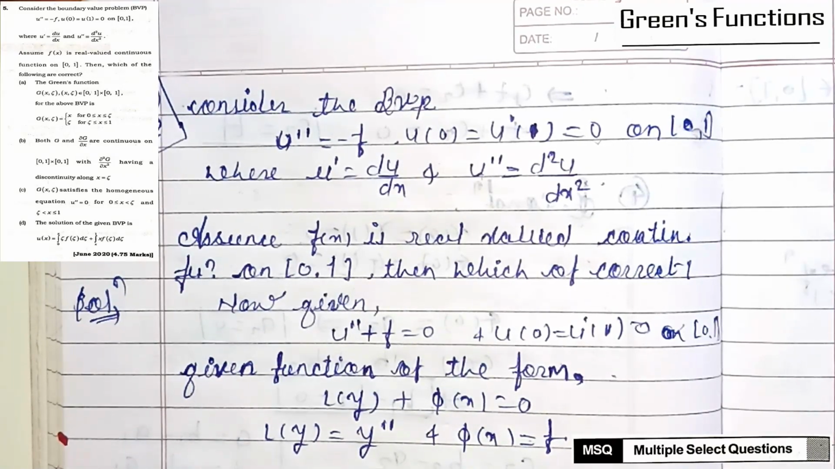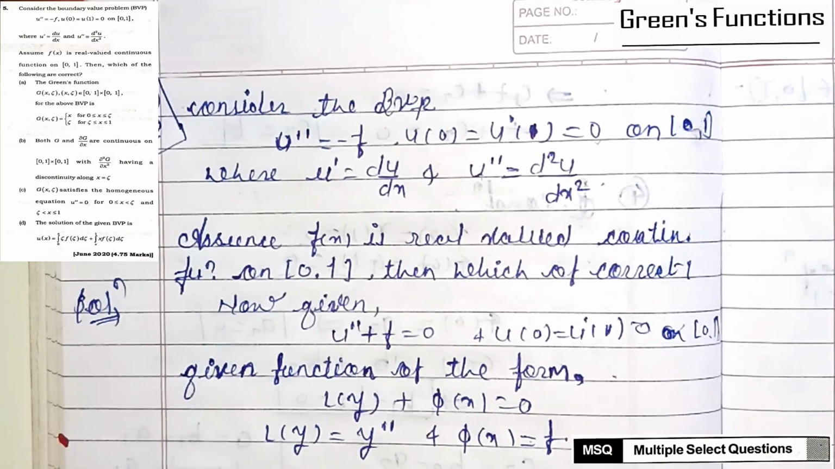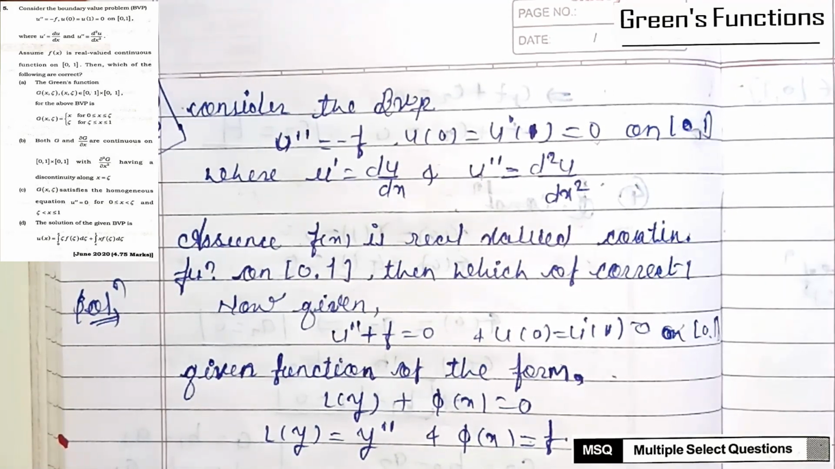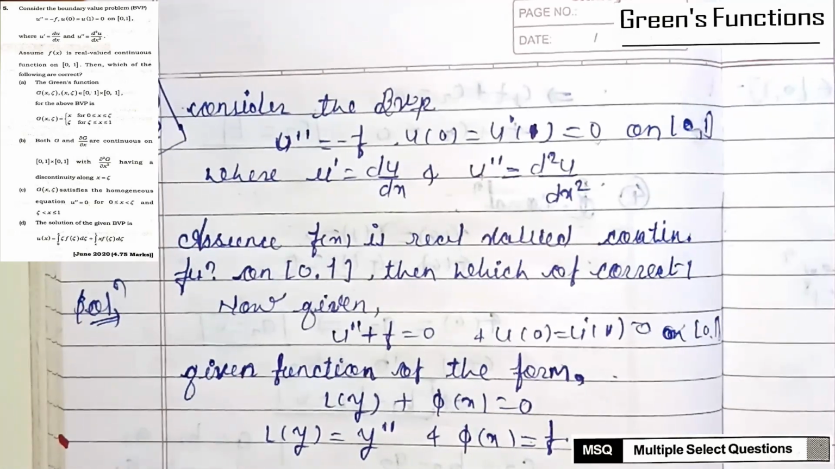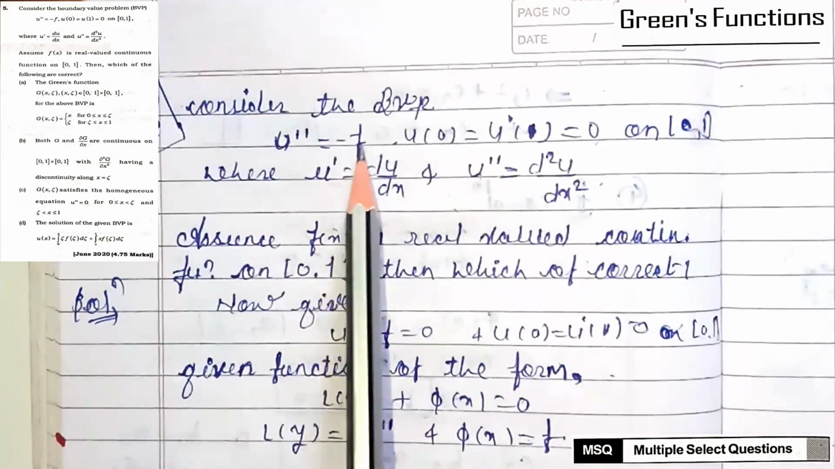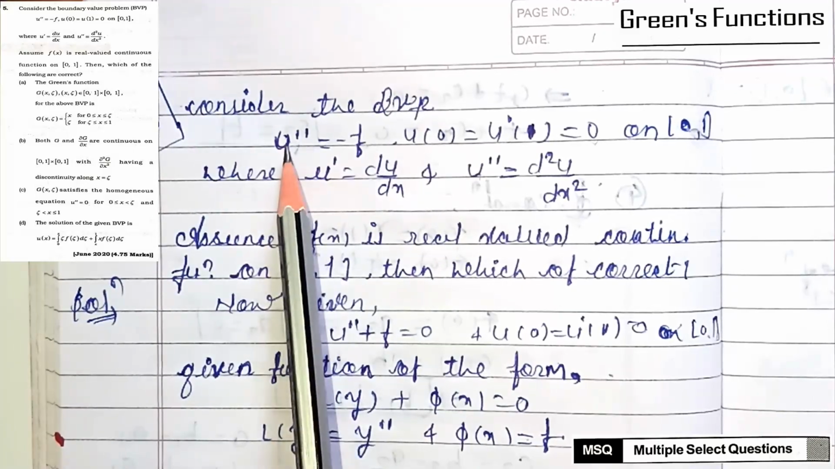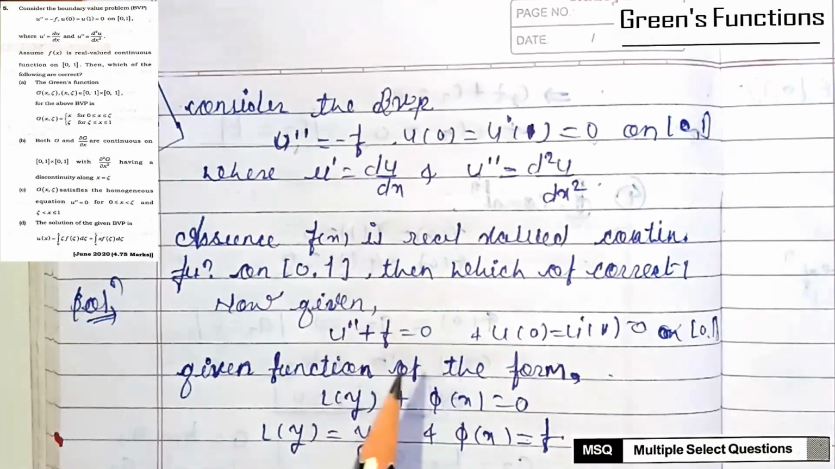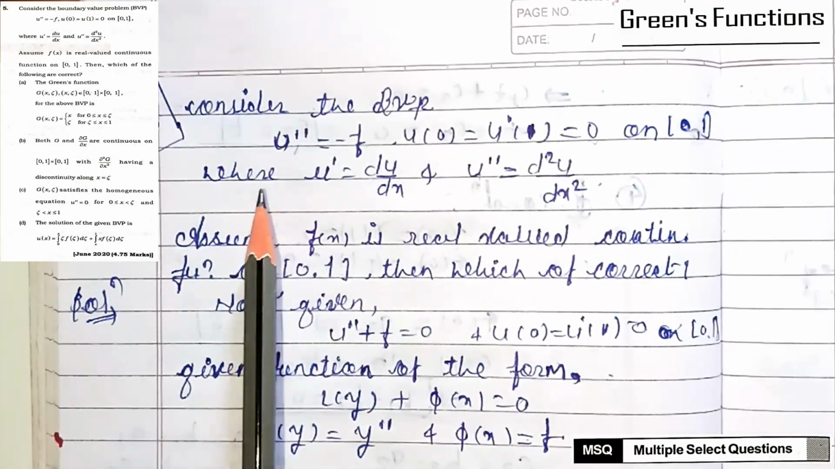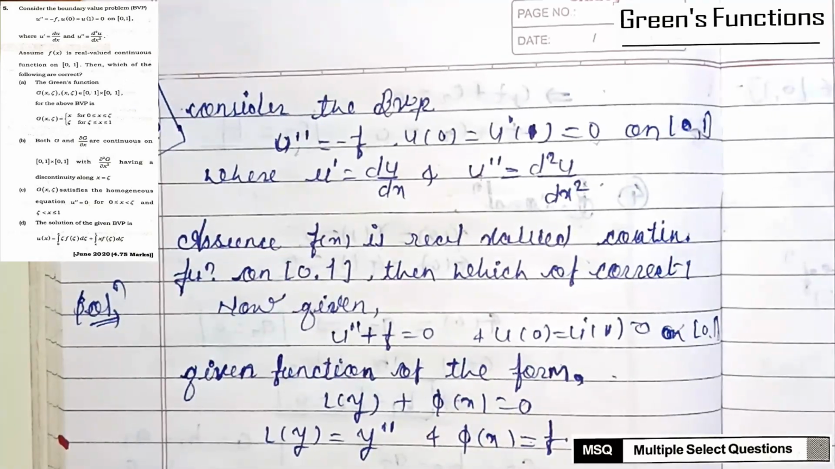So this is the question from boundary value problem. We have to convert it into the Green's function. It is a special type of case from Green's function, like if we have L of y plus phi of x equal to 0. If we take that negative f to the other side, we get u double dash plus f of x equal to 0. That means it is of the form L of y plus phi of x equal to 0.